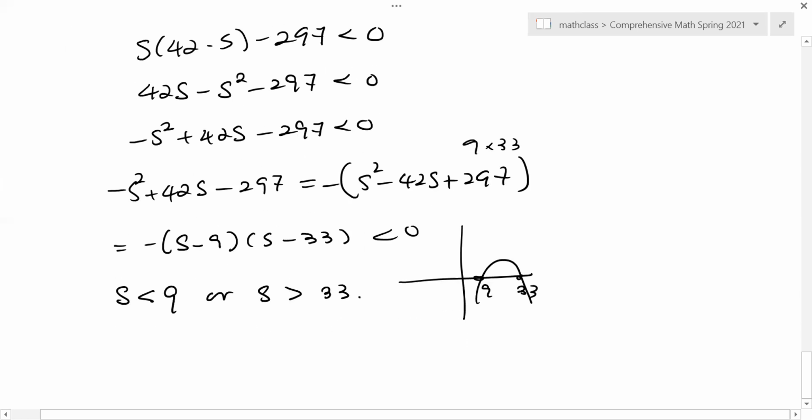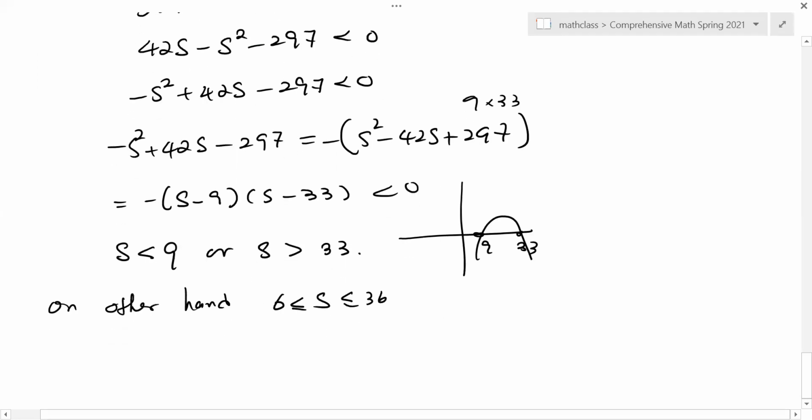Okay, S should be less than 9. But on the other hand, we already know S should be greater than or equal to 6, less than or equal to 36. So how many solutions do you get, right? So S should be equal to 6, 7, 8. And then 34, 35, 36.